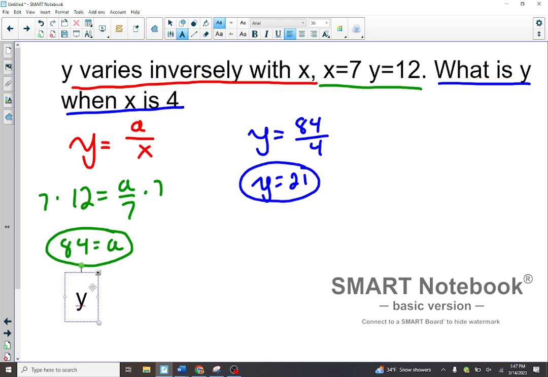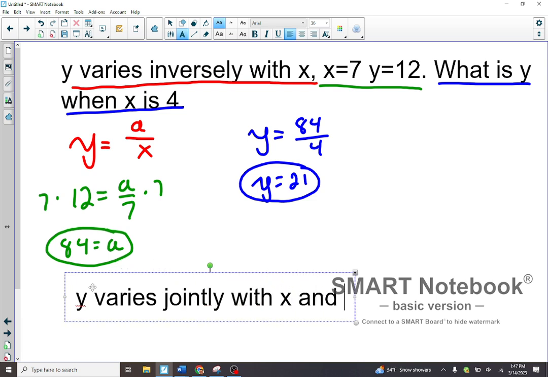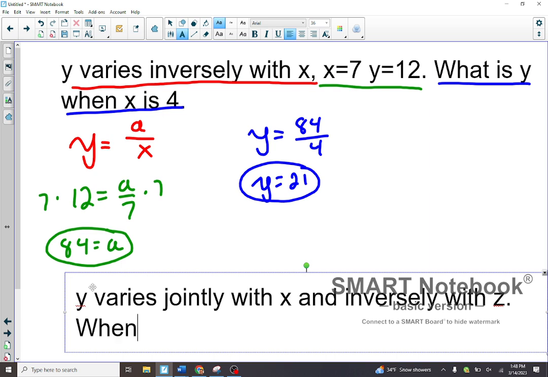Did you put anything in the review video that I'm gonna mess up on? Y varies jointly with x and inversely with z. X times y over z or something. When x equals 10, z equals 3 or 4, y equals 50.